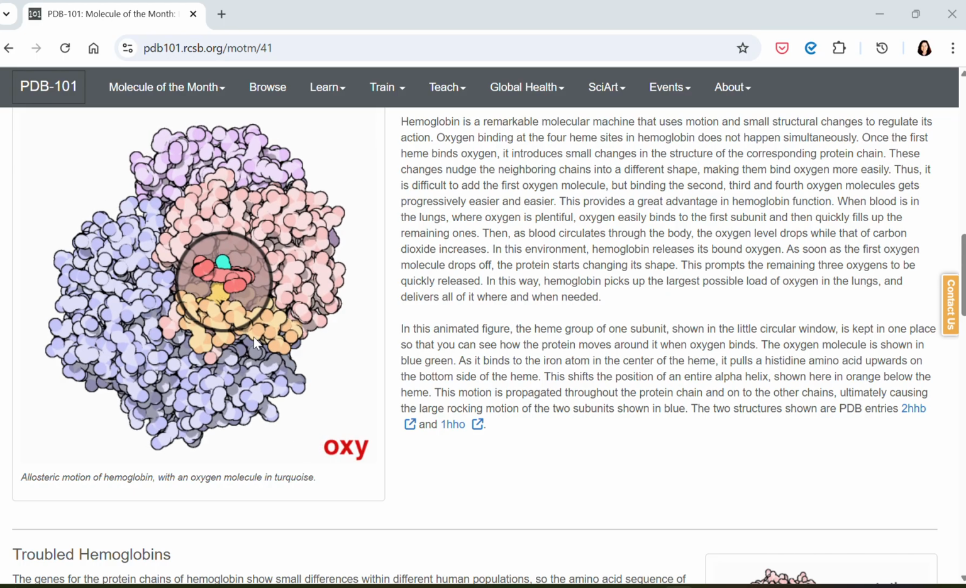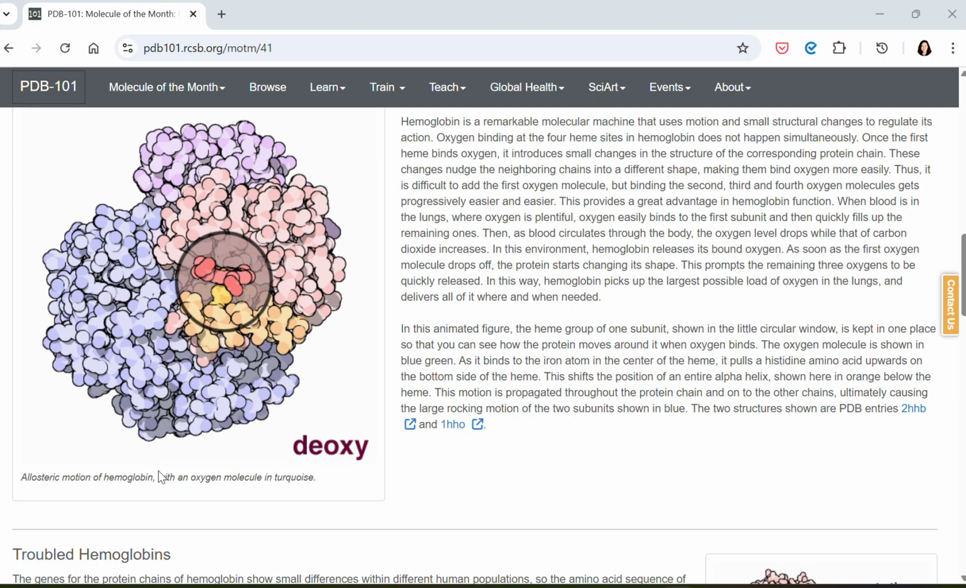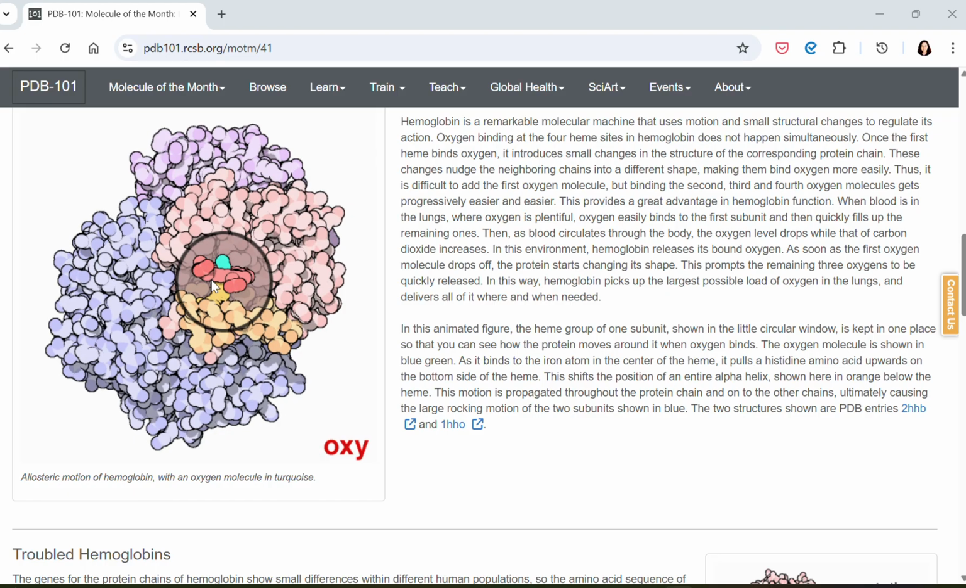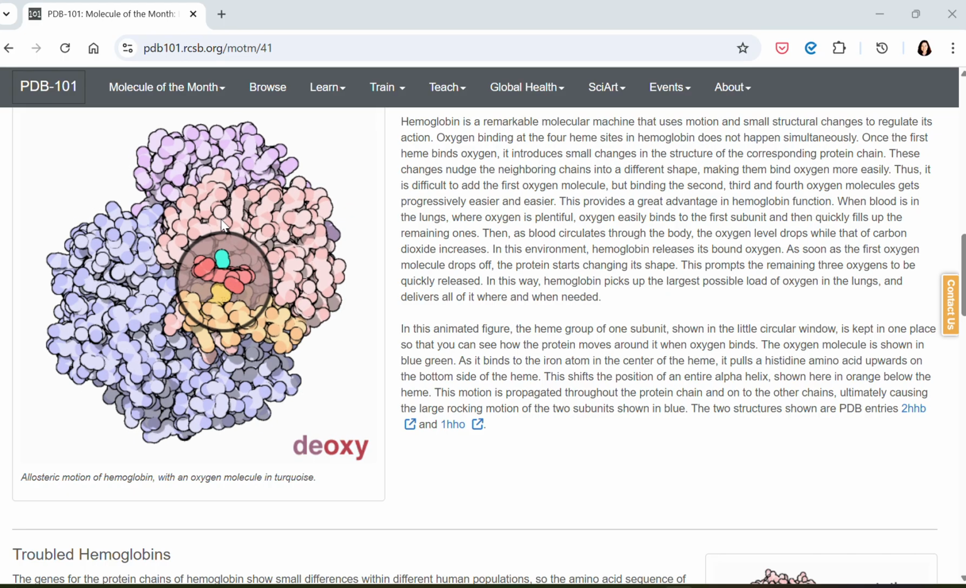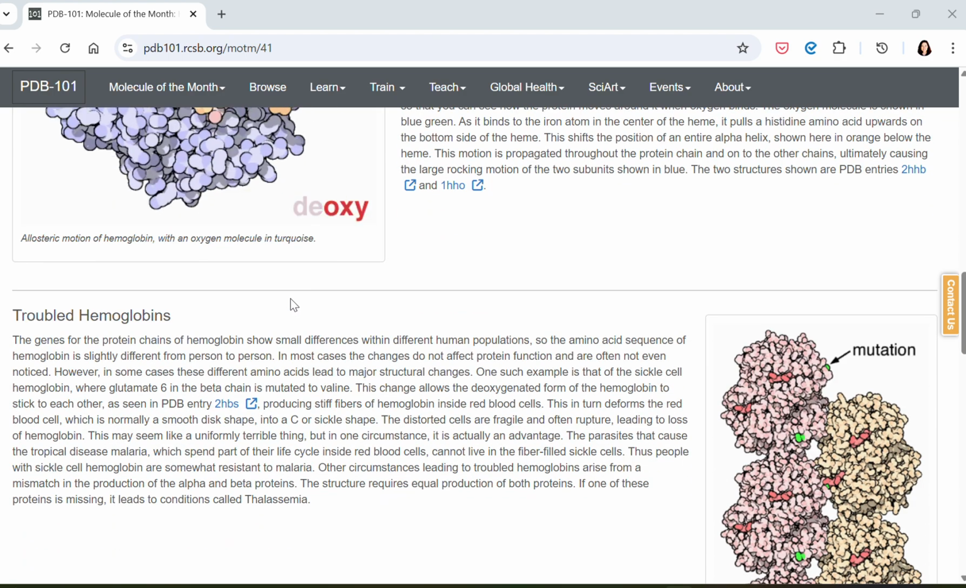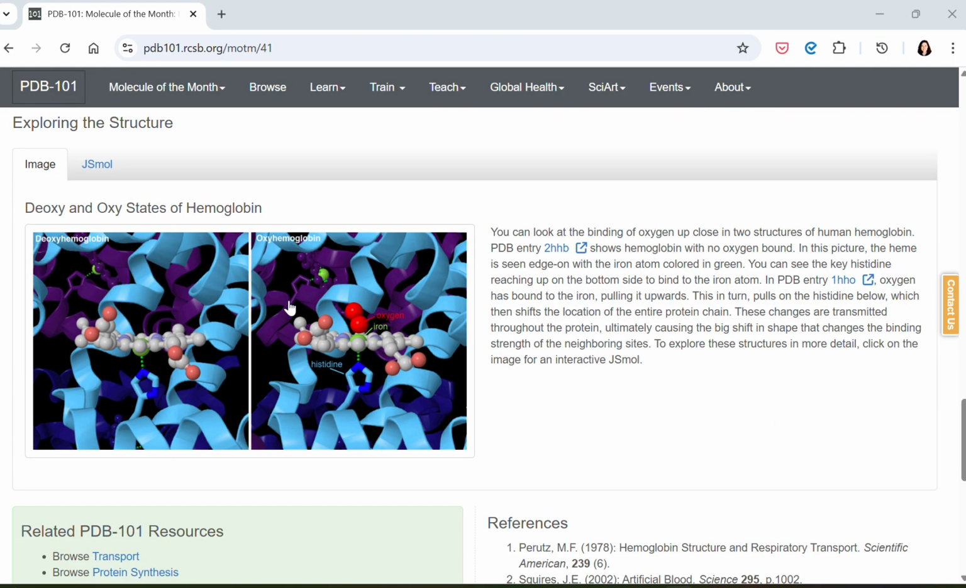and how the hemoglobin changes its conformation. It says allosteric motion of hemoglobin with an oxygen molecule in turquoise in here. So this heme group changes the shape, and also the whole hemoglobin has a change in its shape. And here we have some visualization of the binding of oxygen. First of all, here we have green, the iron atom, and this shape in here is the heme group.